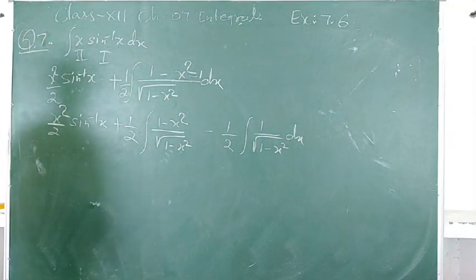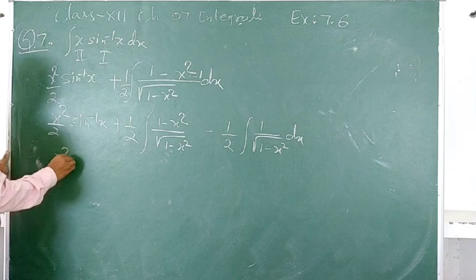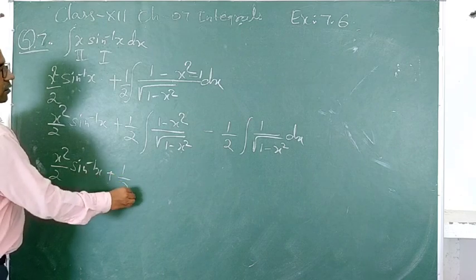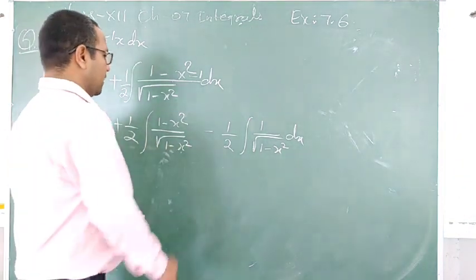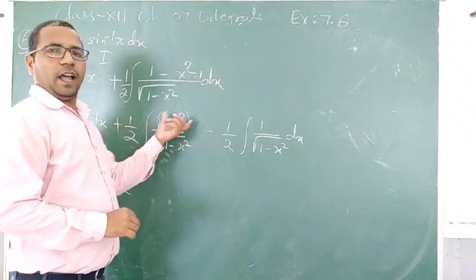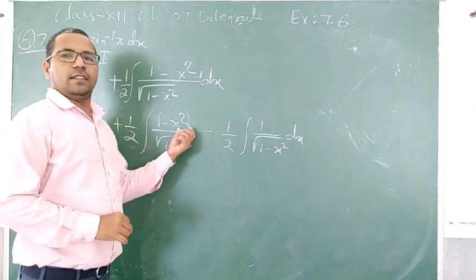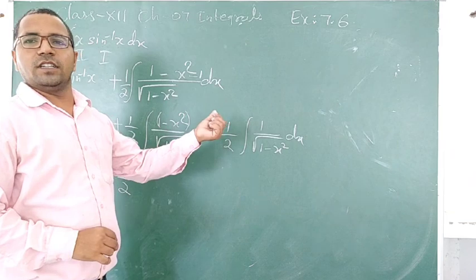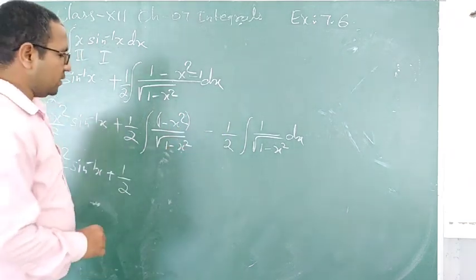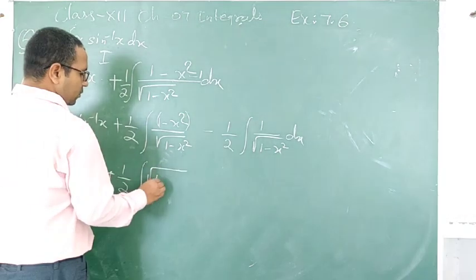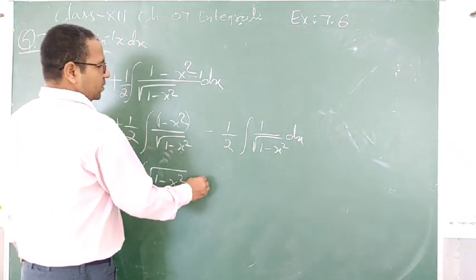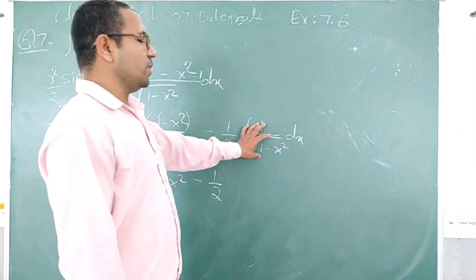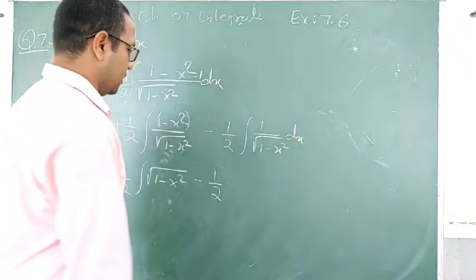So now students, what we can do here? That is x square by 2 sin inverse x plus 1 by 2. Generally 1 by 2 base are same, so this a to the power m, a to the power n, that is 1 by 2. So bring this 1 by 2 in the numerator. So 1 minus 1 by 2 will become root 1 minus x square. Integral of root 1 minus x square you will get here. Minus 1 by 2. So students, integral of these portions will give you sin inverse x.